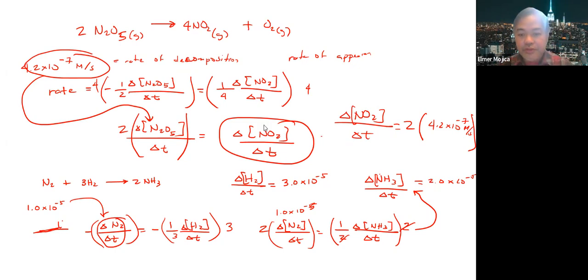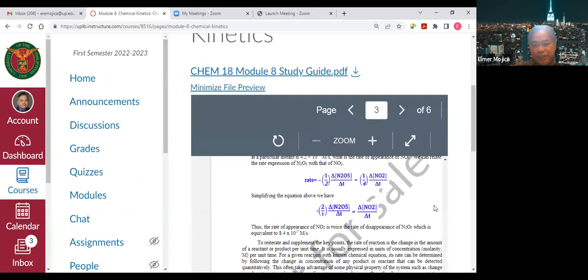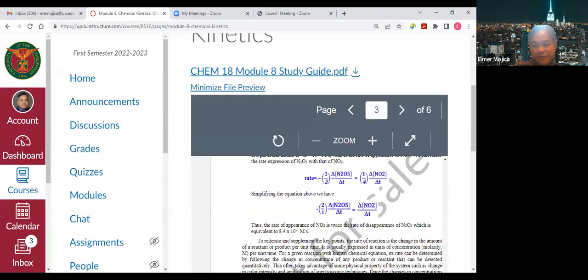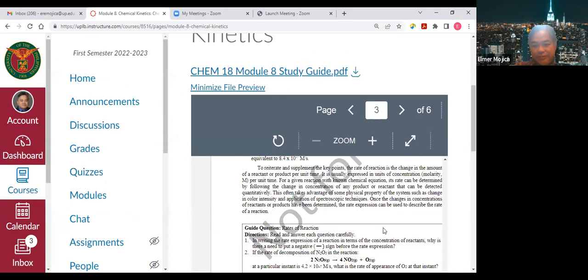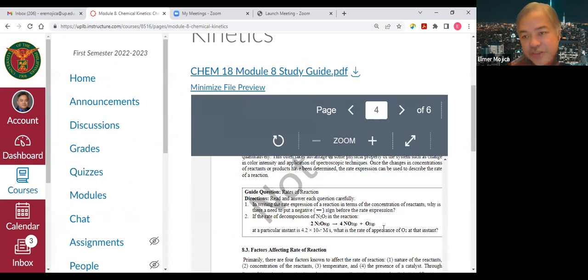So if you're going to look at your module, I'm just using the module material. This is where you can find it. I'm just trying to make it what we call the same as those in the recorded lecture.